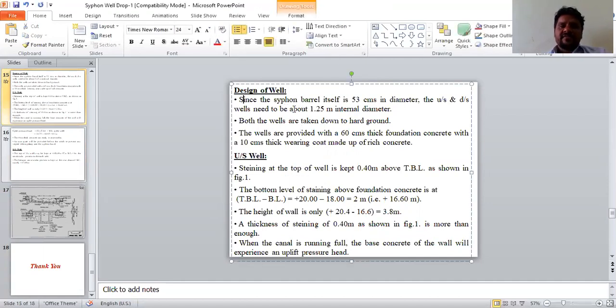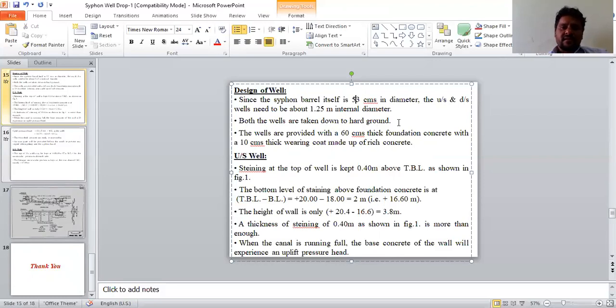Okay. Next, design of the well. How to design the well? The barrel itself is 53, that is, we have assumed the diameter is 0.53 meter. So the internal diameter of the well should be double this. If you make it double, you will get 1.06 something. So let it be 1.25 or 1.5 also. It's not that important. So it should be double the barrel diameter. That's it. The internal diameter of the well should be double the barrel diameter, pipe diameter, right?